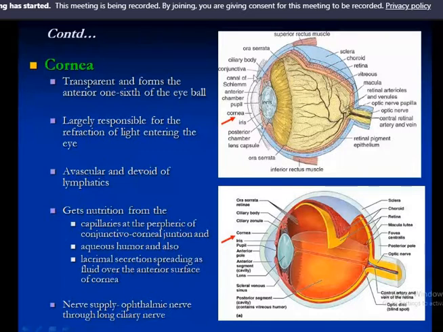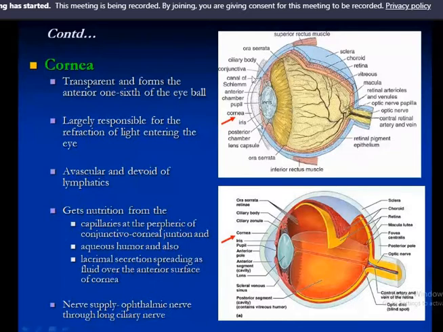From there the cornea will receive the nutrition by diffusion. So it has various ways of receiving nutrition, okay? And the nutrition is mainly by the diffusion process. Mainly the cornea will receive the nutrition by diffusion from the aqueous humor, from the lacrimal secretion, and from the capillary over here.